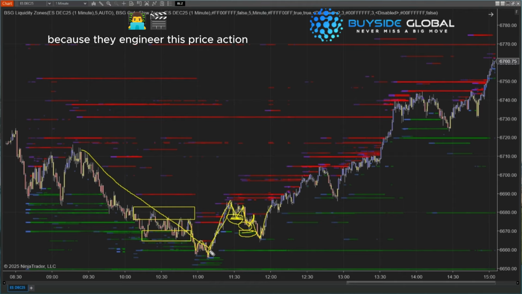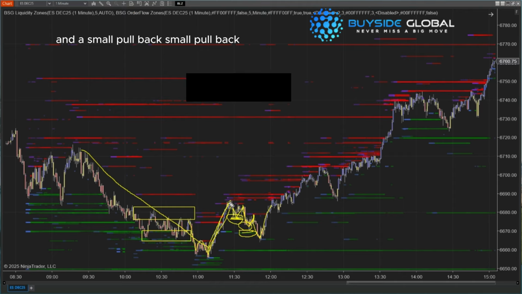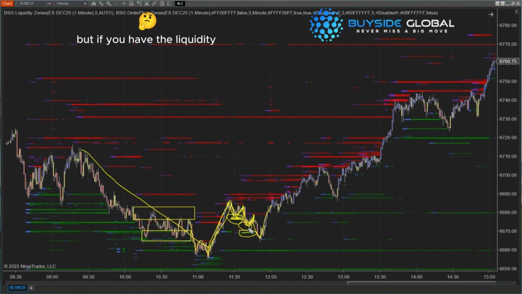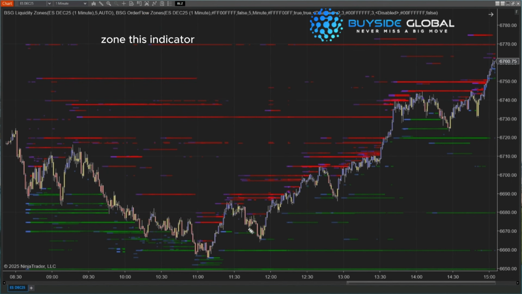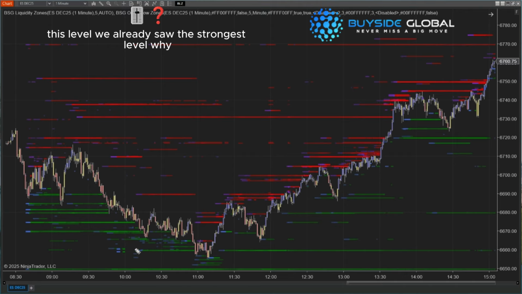Because they engineered this price action by giving you the big move and a small pullback, pulling you into the trade. This happens every single time. But if you have the liquidity zone indicator, you have an amazing way to find something. What is this? When there is a move, a breakout happens, look at this. This level, we already saw the strongest level. Why?